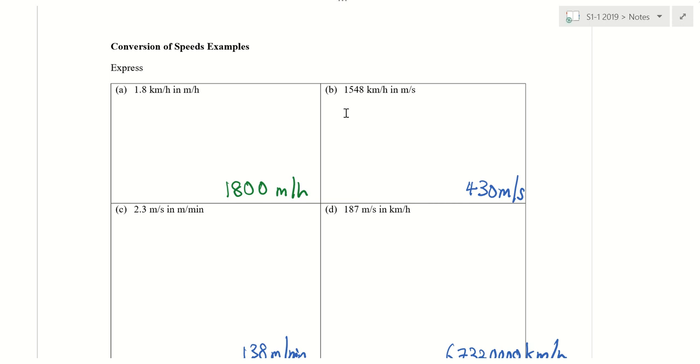So, I want 1, 5, 4, 8. Don't stand up. You better take out a paper and copy. I want meter per second. Let's solve the numerator first. Numerator: I want kilometer to meter. Kilometer to meter, do I times 1,000 or divide by 1,000? 1,000, right? So this one will be multiplied by 1,000.